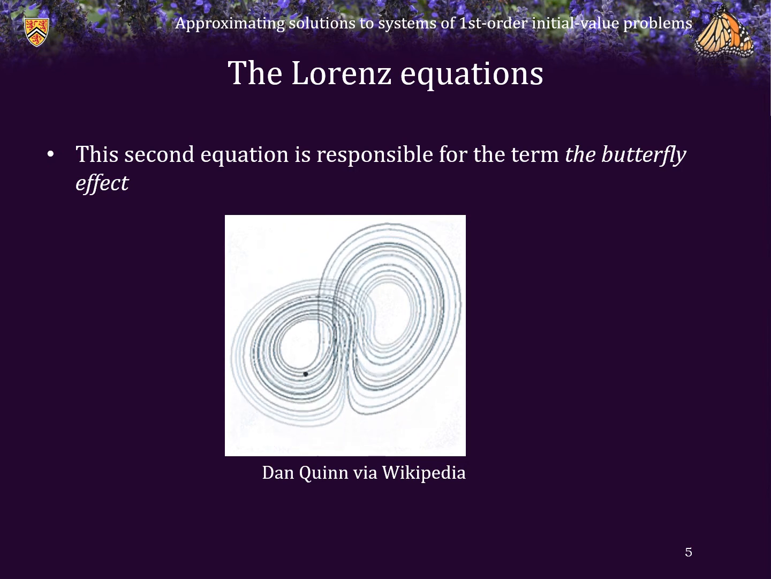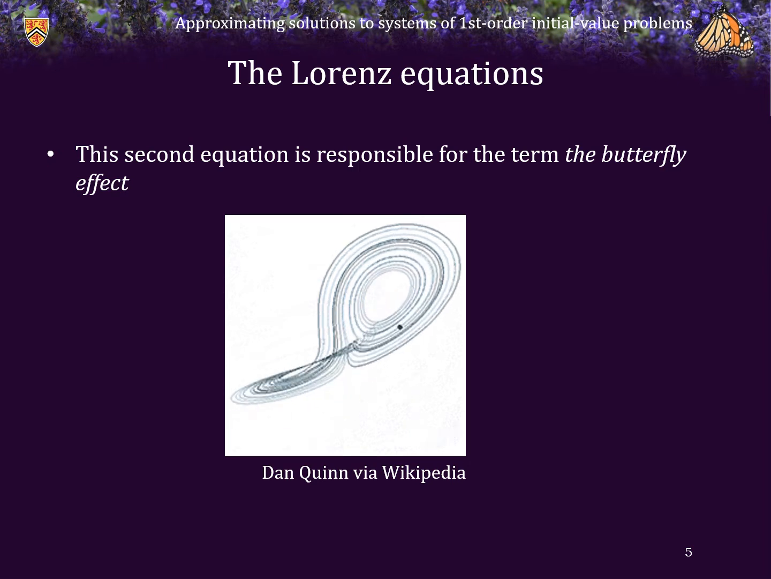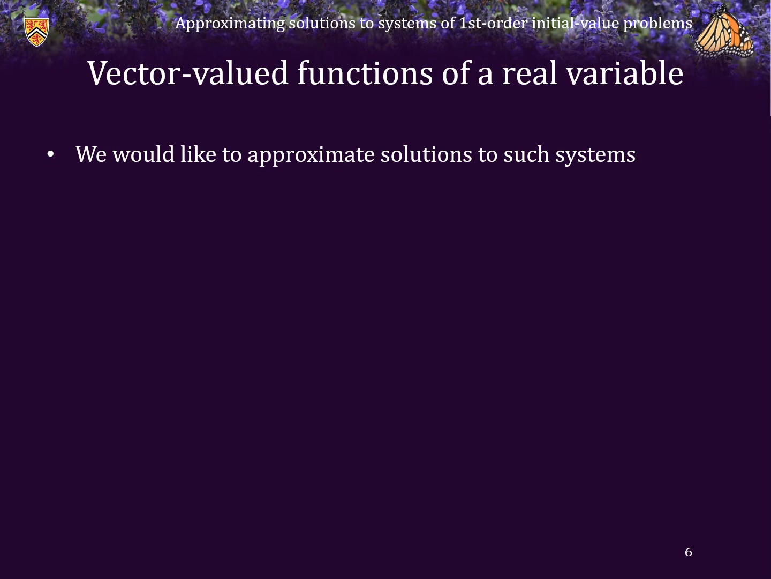And on top of that, this was discovered specifically because Lorenz was attempting to approximate these solutions numerically. Now, how could we approximate a solution to a system of first-order initial value problems? What approach could we use?